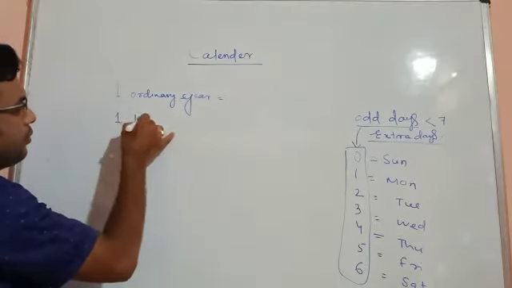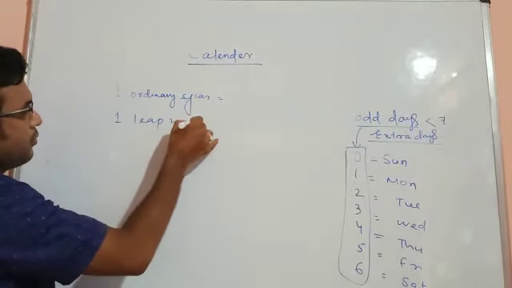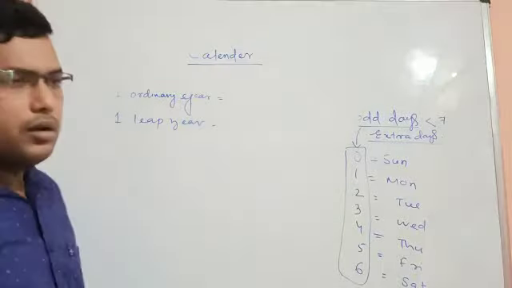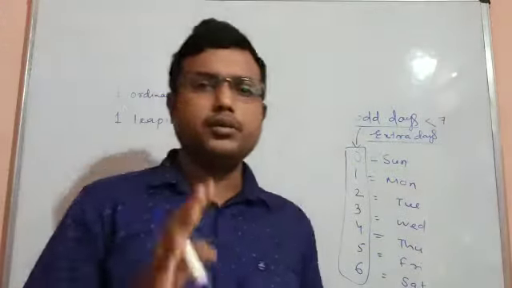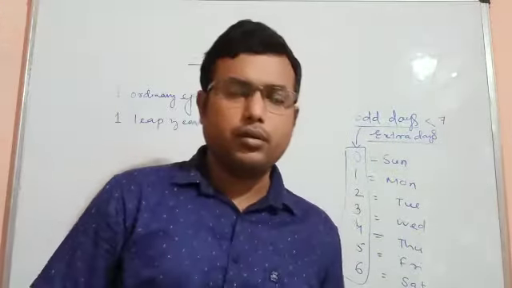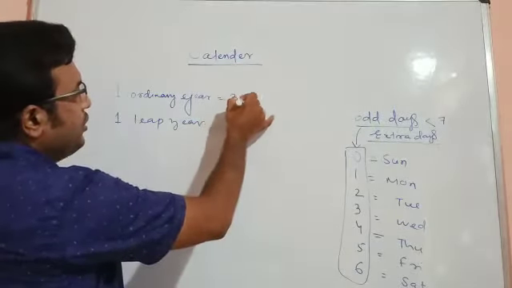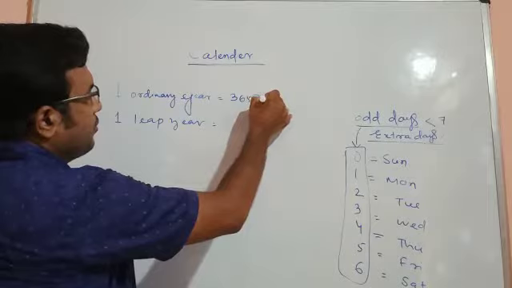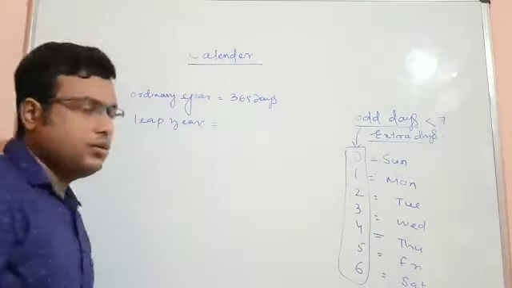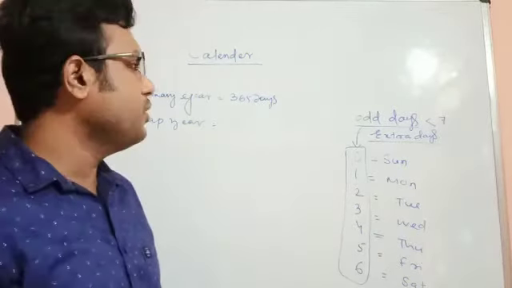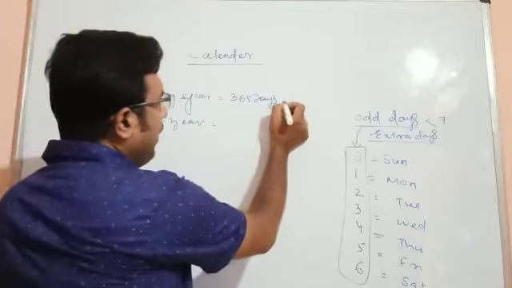Then leap year. Normally two types of years. One is ordinary year, another is leap year. You know, in an ordinary year, how many days? 365 days. Okay, 365 days. So just divide that number of days.